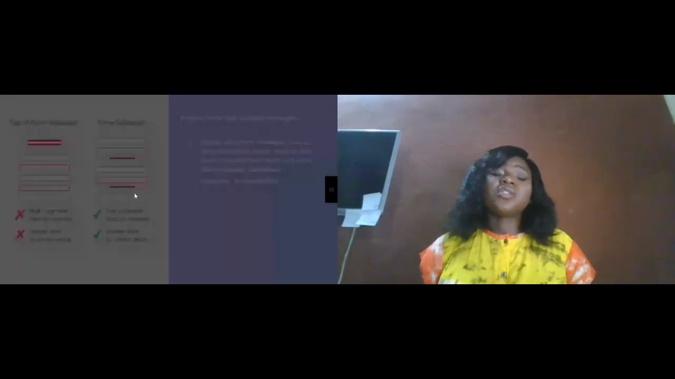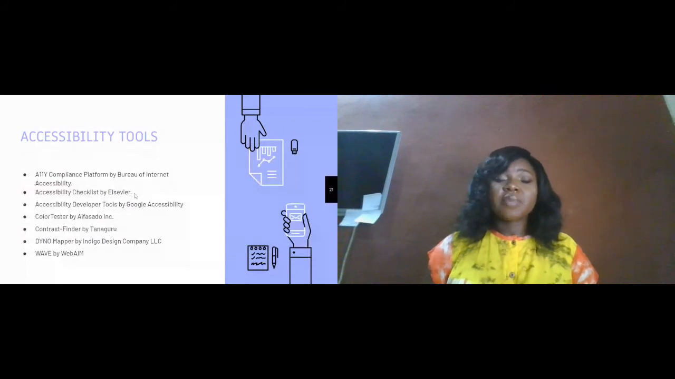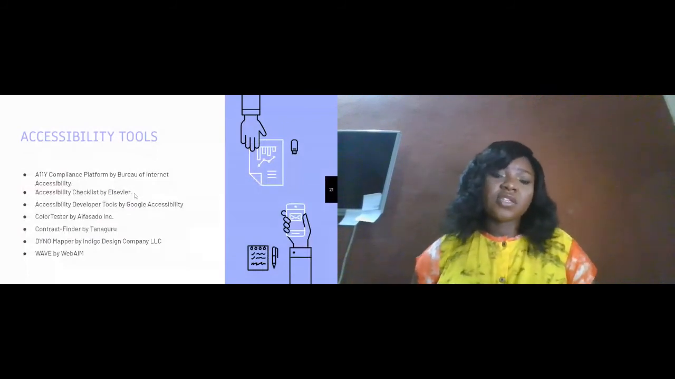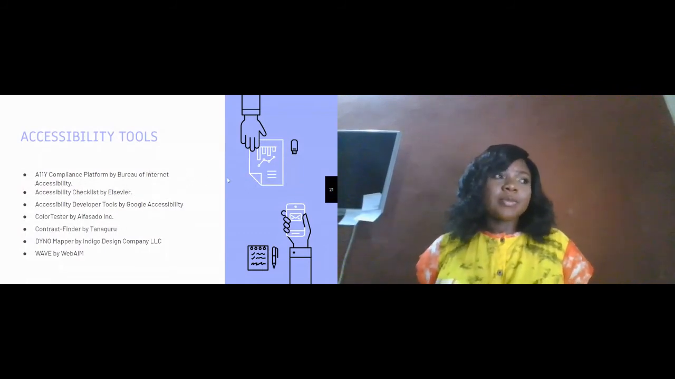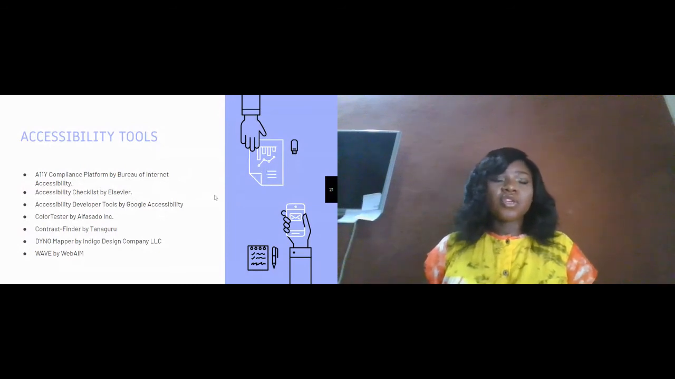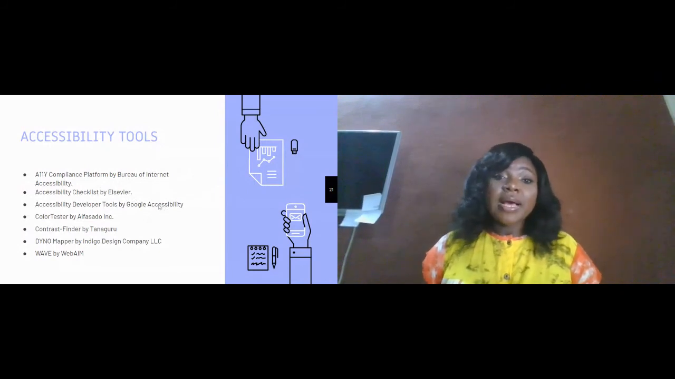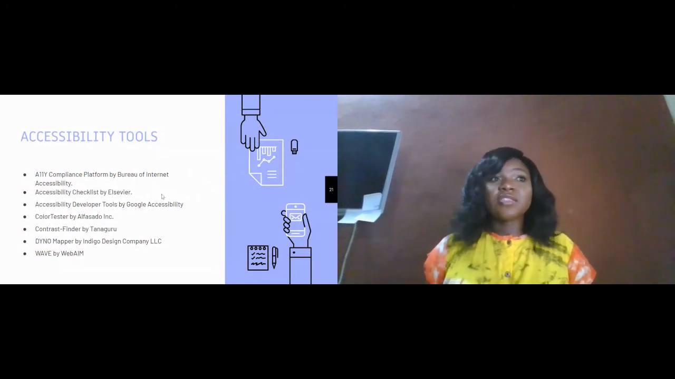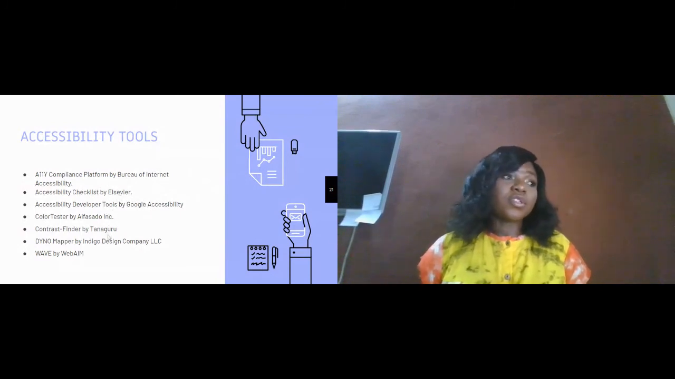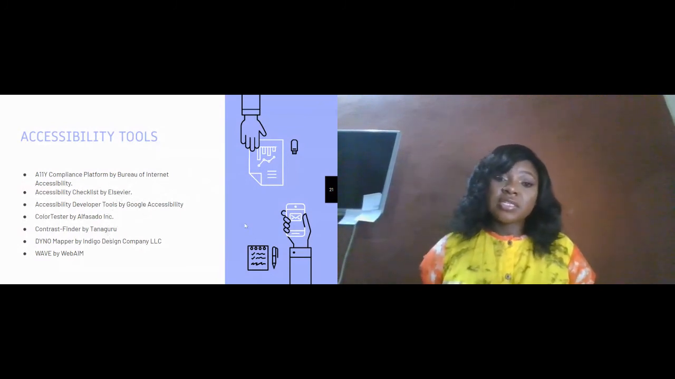So after building products or software applications, how do you know if they're actually accessible? These are a list of sites you could use to check if your product, your website, your mobile app, your about page, your blog, whatever it is, is accessible. These are a list of tools you can use to check.